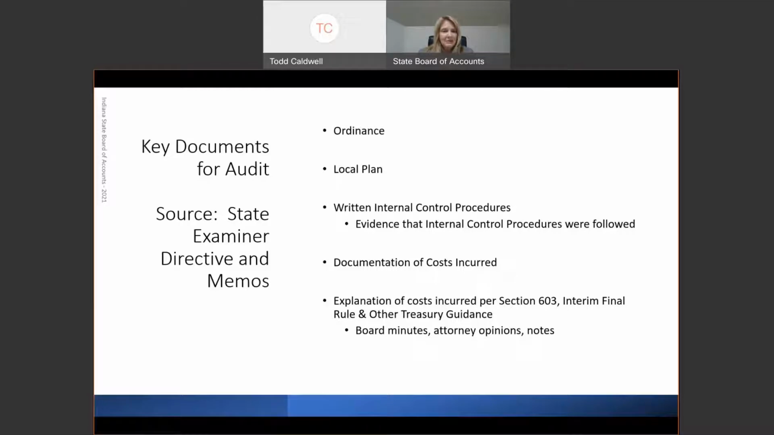You'll want to document your costs incurred and then your explanations of costs in accordance with 603, the interim final rule, or the Treasury guidance. Some places our field examiners will look for that would be board minutes. They'll look for attorney opinions if you provide those, or your notes, and whatever they can find. Anything you've got, they'll probably want to see that for audit.